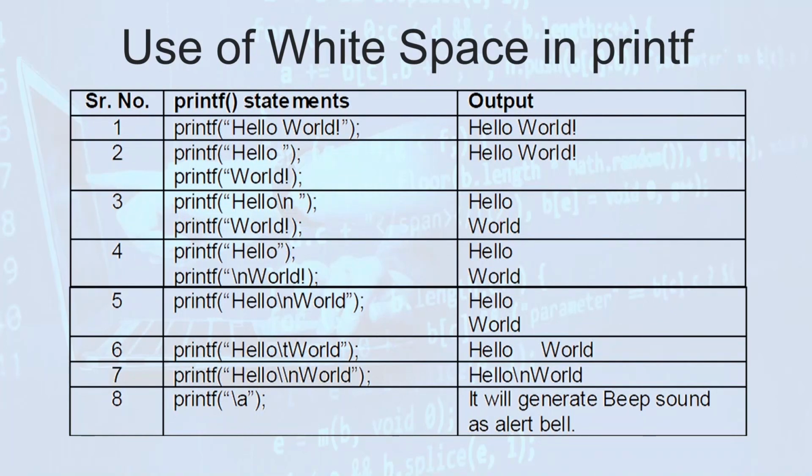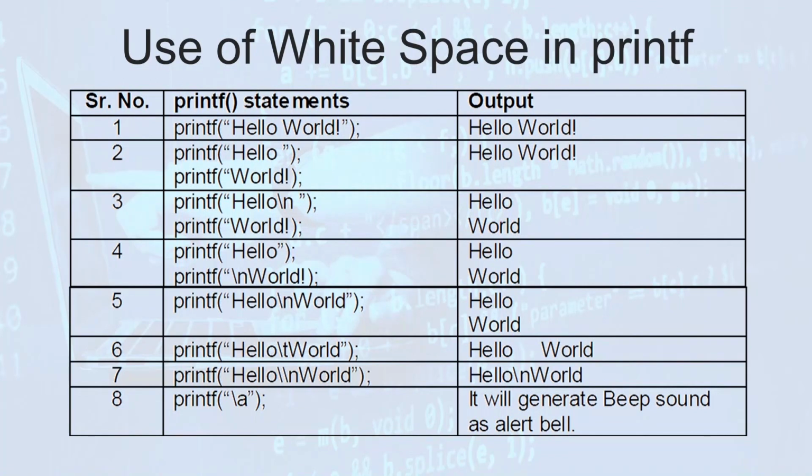But suppose at serial number 3 we write printf hello and then slash n. So the next printf statement is going to print on a new line. So now the output is hello in the first line and world in the second line. If we see the fourth serial number, we write printf hello, but in the second printf we write slash n at the beginning. So before printing world, it goes to the next line. So we will get the same output as the previous case.